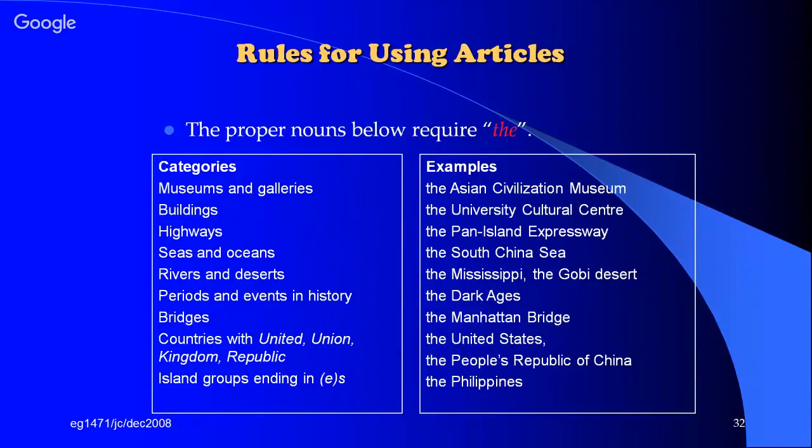Museums and galleries: the Asian Civilization Museum. Buildings: the University Cultural Center. Highways: the Pan Island Expressway. Seas and oceans: the South China Sea. Rivers and deserts: the Mississippi, the Gobi Desert. Periods and events in history: the Dark Ages. Bridges: the Manhattan Bridge. Countries with United, Union, Kingdom, Republic, for example, the United States, the People's Republic of China. Island groups ending in -ies or -es: the Philippines.